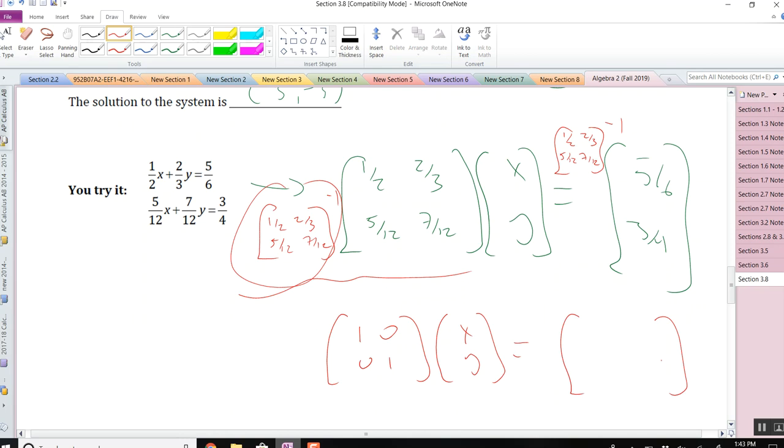I'm going to put 1/2, 2/3, 5/12, and 7/12, raise it to the -1 power, and then multiply that by a 2 by 1 matrix, which is going to be 5, 6, and 3/4. And I get -1 and 2.